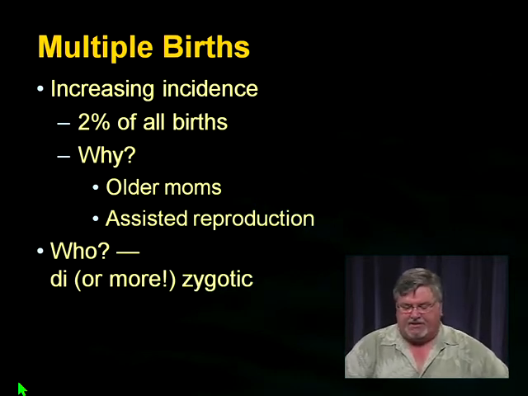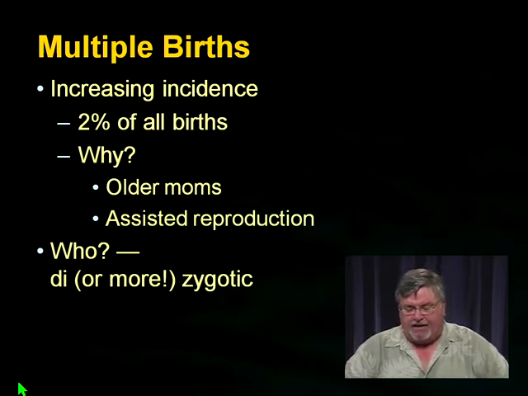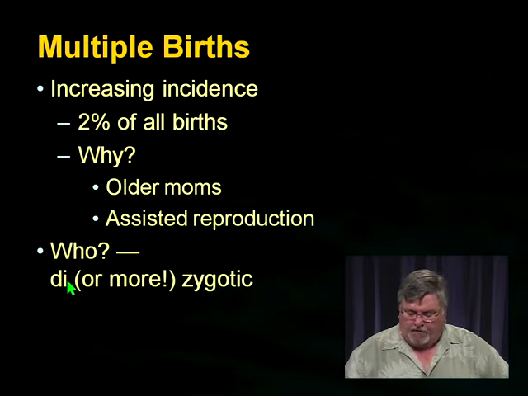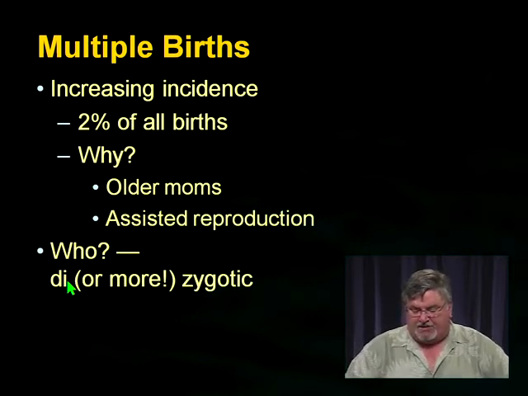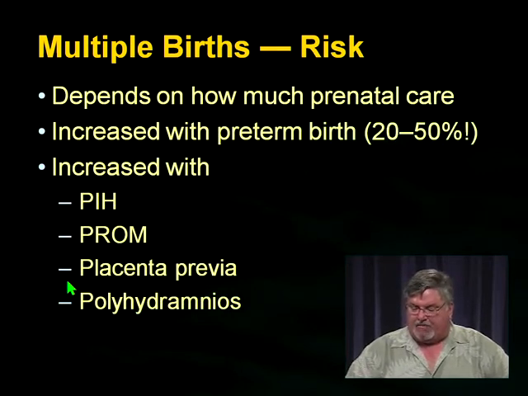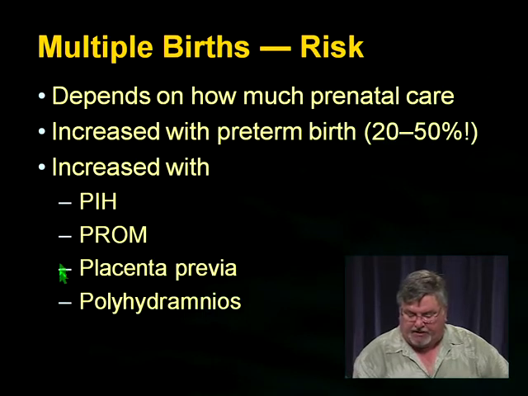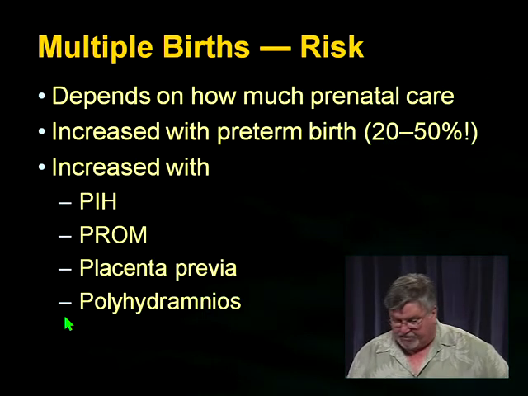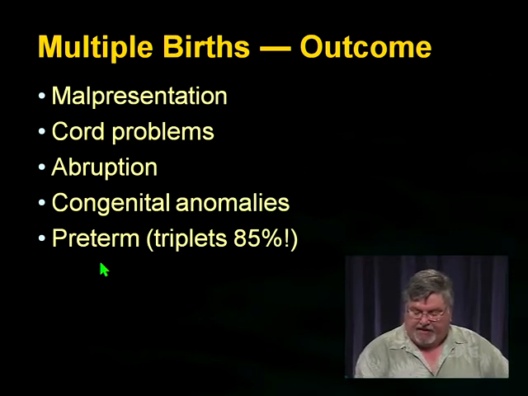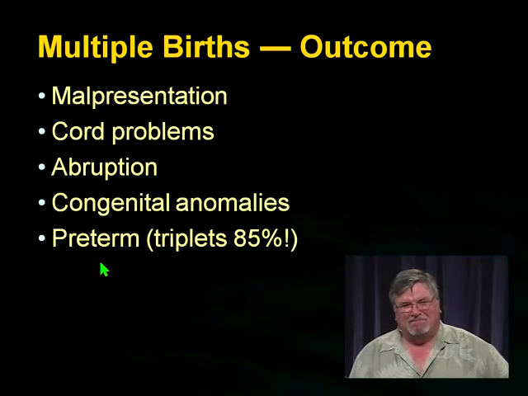Multiple births. Obviously, there's an increasing incidence, about 2% of all births. Why? First of all, we have older moms getting pregnant, as well as assisted reproduction. Generally, for both of those categories, the older moms and the assisted reproduction, those are dizygotic twins. Risk depends on what the prenatal care has been. For multiple births, the risk of abnormal outcome increases with preterm birth, and then increases with all the other things that increase birth risk: malpresentation, cord problems, congenital anomalies. 85% of triplets are born preterm. We love them.